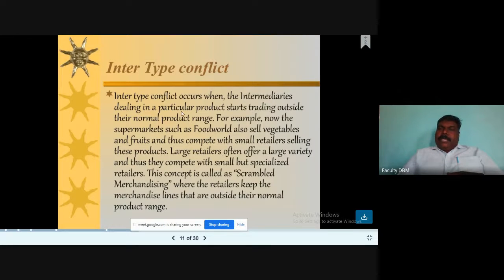So the intermediaries dealing in particular products start trading outside their normal product range, and the example given is Food World selling vegetables and fruits. The hawkers and cart workers who sell vegetables and fruits are going to become dinosaurs. For that reason they have a strategy: the fruit sellers nowadays keep their stalls outside the supermarkets, exactly opposite, so that customers can see the difference. There you get bananas by the kg, here he gives them by the dozen. So the difference matters, and that one is refrigerated and this is very fresh. So these people have a chance.